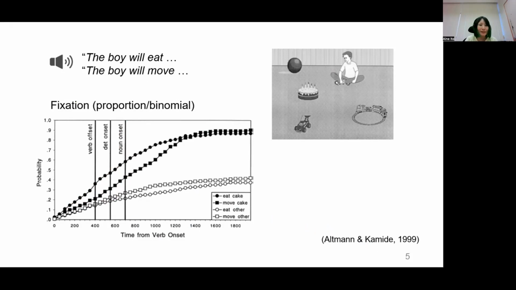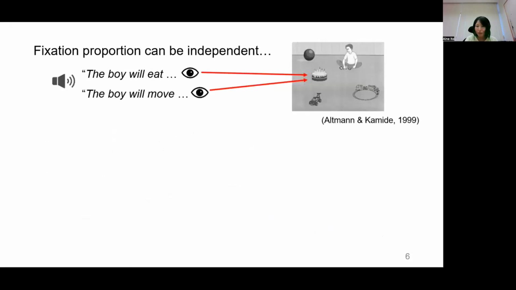So I'll talk a bit more about this fixation data. This fixation proportion can be independent, like in the Altmann and Kamide study. What I mean by that is if a participant is looking at the cake in the "boy will eat" condition, that doesn't affect the likelihood of the cake being fixated in the move condition, because in this kind of setting, participants only get one of these conditions. They don't hear both versions, "the boy will eat" and "the boy will move." Even if they did, the fixation proportion on the cake in the eat condition and the fixation proportion on the cake in the move condition are independent. We are comparing different trials.